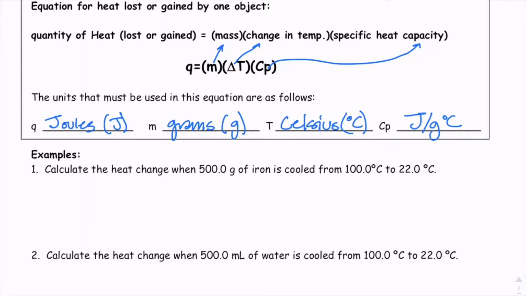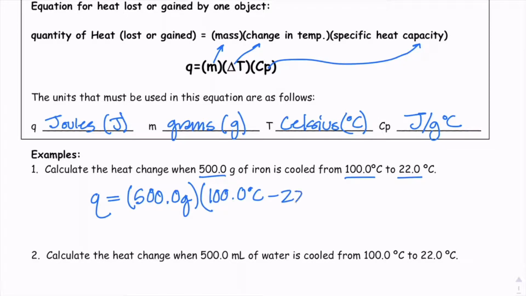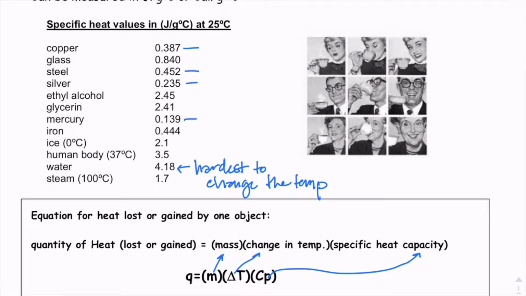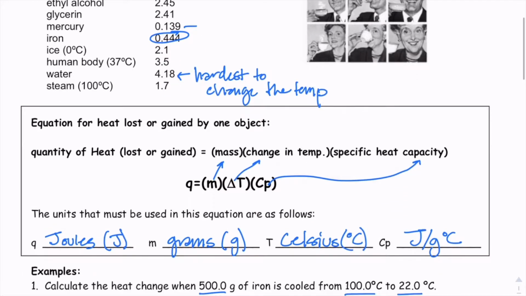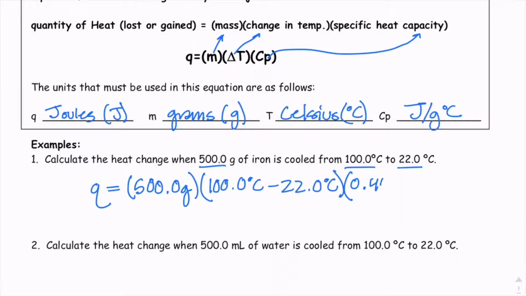So we're going to calculate the heat change for 500 grams of iron as it cools down from 100 degrees to 22 degrees Celsius. So Q equals M, which is 500. I'm going to go ahead and include all my significant figures, times delta T, which is 100 degrees minus 22 degrees Celsius, times the specific heat of iron, which is up here in our chart. Iron's right there. It's 0.444 joules per gram degree Celsius.